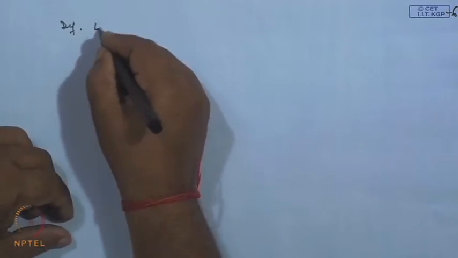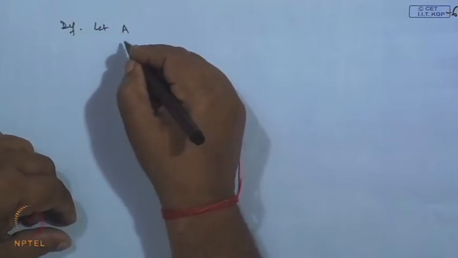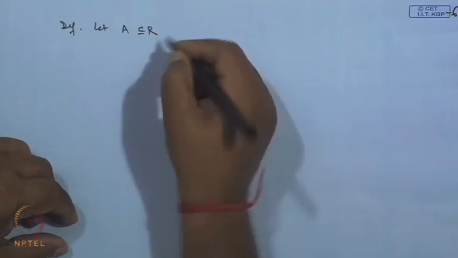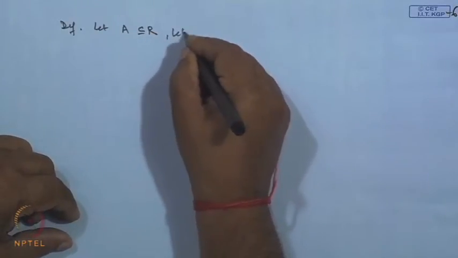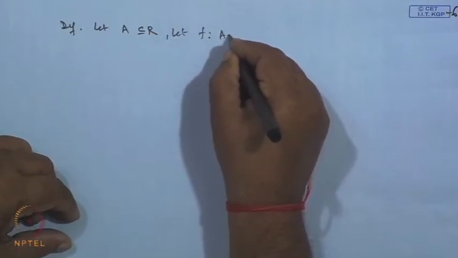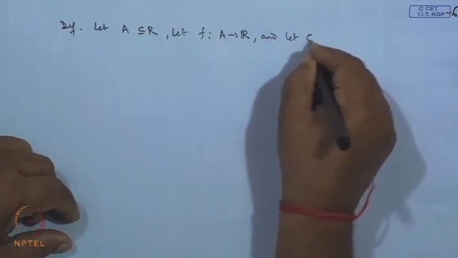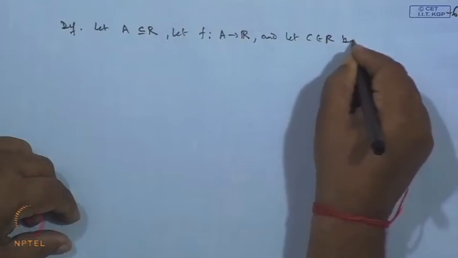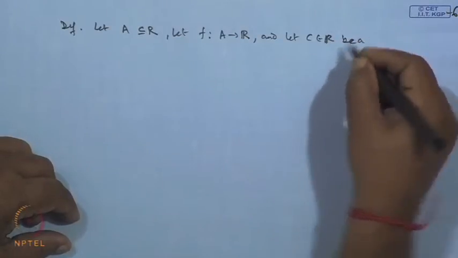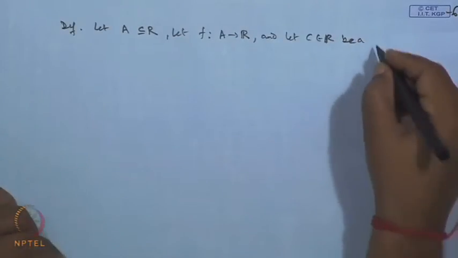Okay. Now, this is the definition. Let A be a subset of R, and let f be a mapping from A to R, and let c belonging to R be a cluster point of A.